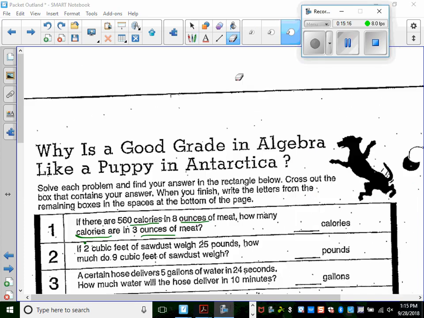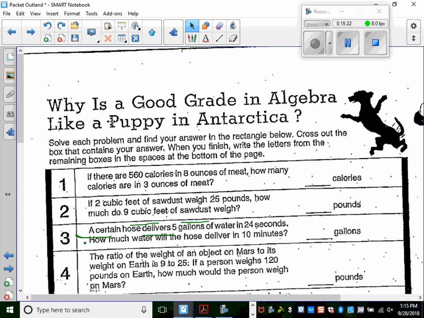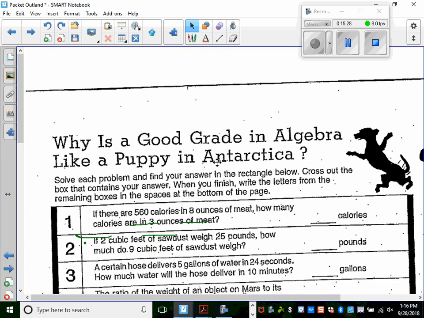Okay, so take out your spiral notebooks. You cannot do the work on page 20. This page has to be done in your spiral. You're only going to be writing the answers to the problems on the worksheet. So this is part 2, page 20.